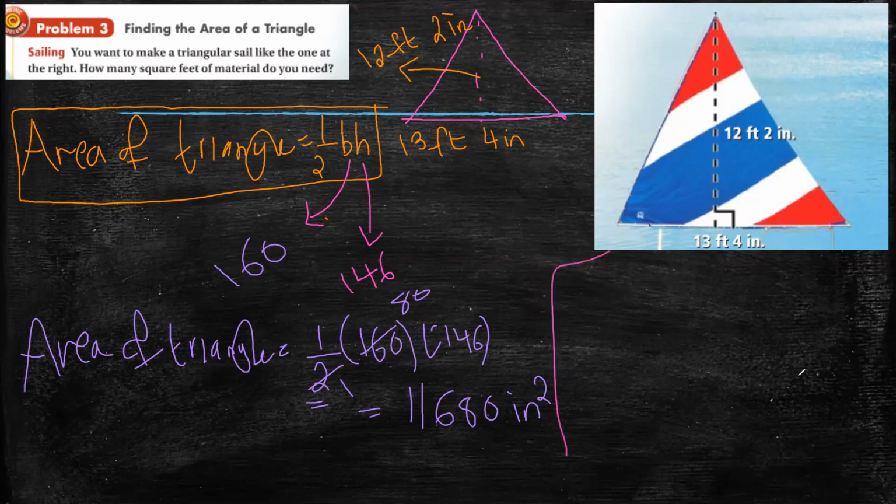So now let's divide 11,680 by 12. After you divide it, you will find it is 973. So the first step, you have to divide 11,680 by 12. You will find in the calculator it is 973 point something.